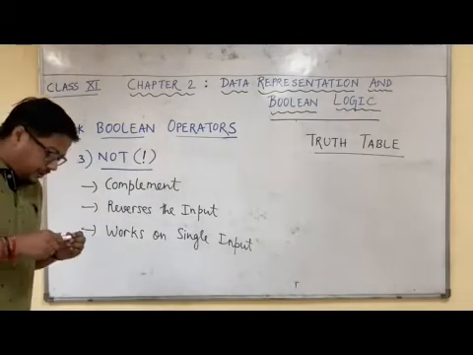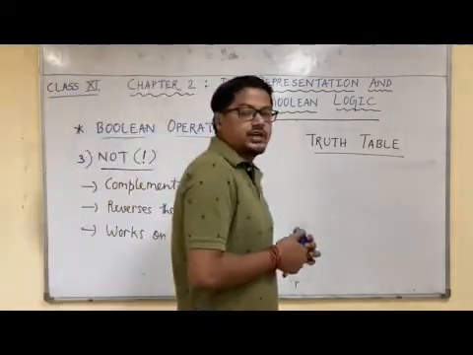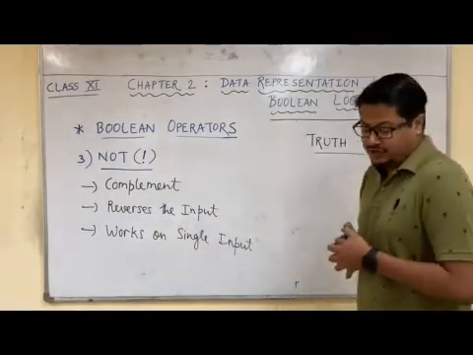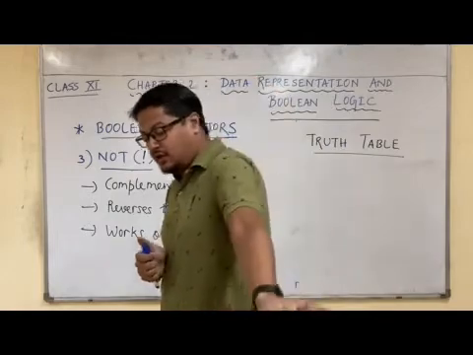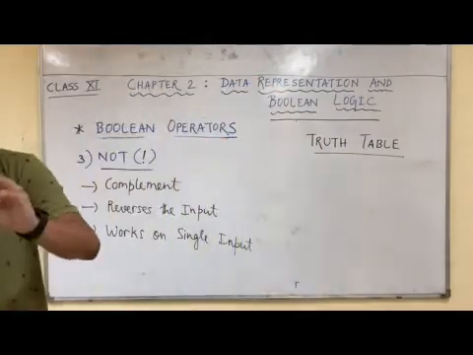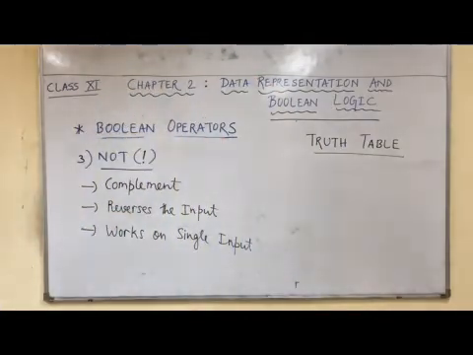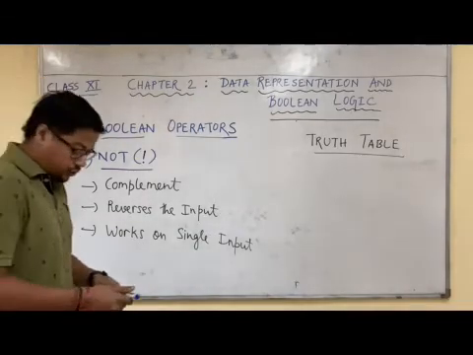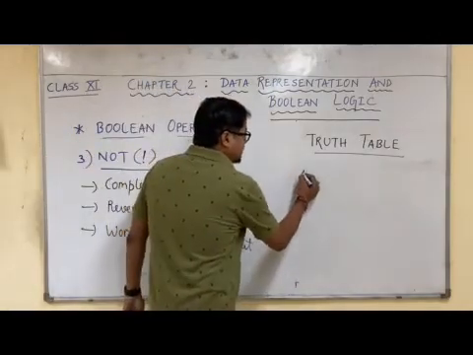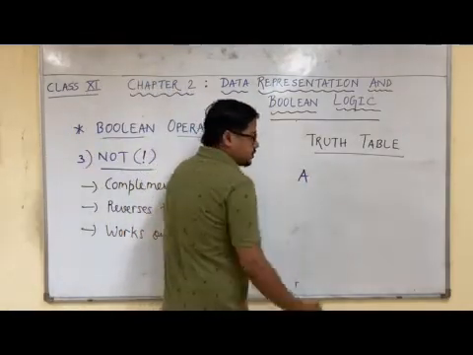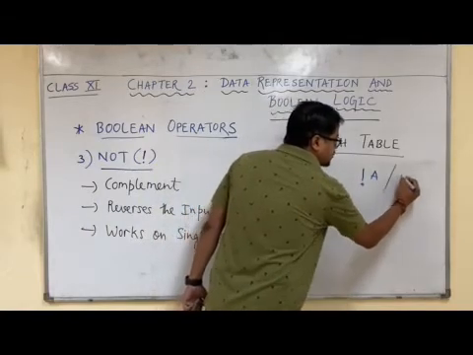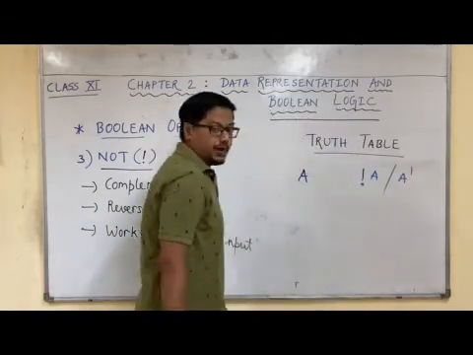Why is it called complement? Whenever any input is given to the NOT operator, it will actually reverse the value. Reverse the value means if the value is 0, it will change to 1. If the value is 1, it will change to 0 and so on. Okay, so the NOT operator will operate only on a single input. Let us see the small truth table for this. Suppose I have a single input called A. So its NOT operation can be written either as NOT of A, or we can also write it as A complement.